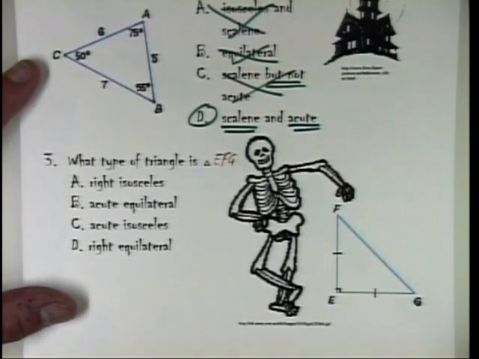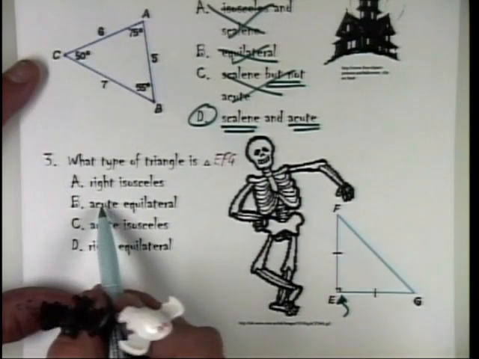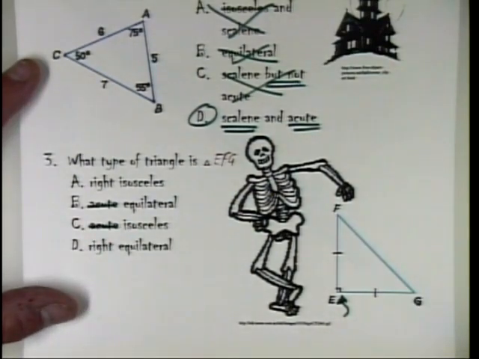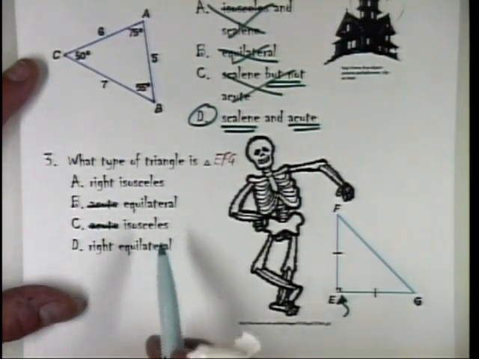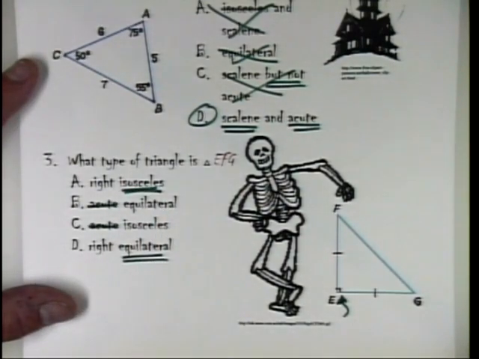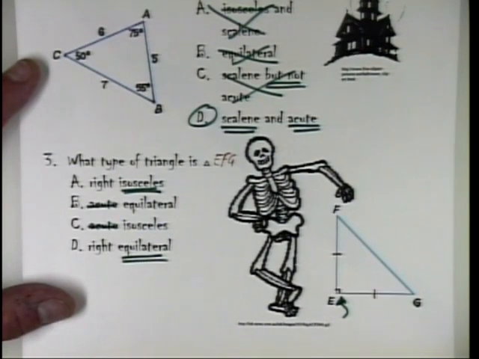Well, let's see. Is it a right isosceles triangle? Well, we know it's a right triangle because it's got that little mark right there. So I can really get rid of choices B and C. There's no way it's going to be acute because that says all angles have to be strictly less than 90. And that ain't going to happen if one of them is 90. So it's got to be either A or D. It comes down to saying, is it isosceles or is it equilateral? Are two sides congruent or are all three sides the same measure?